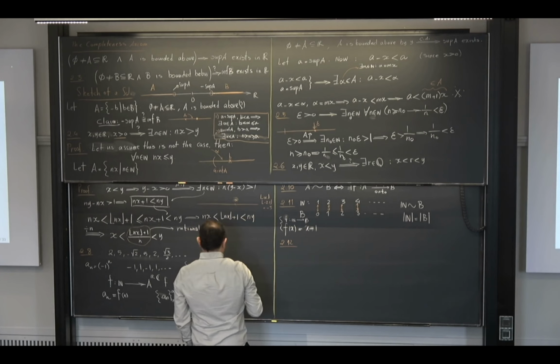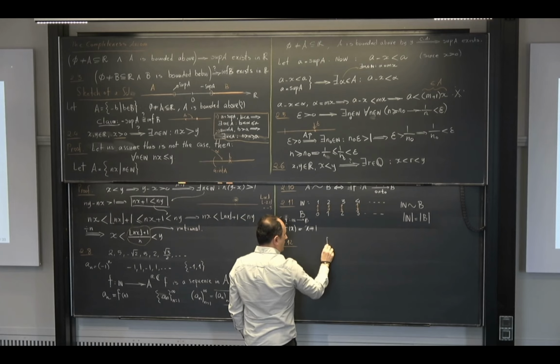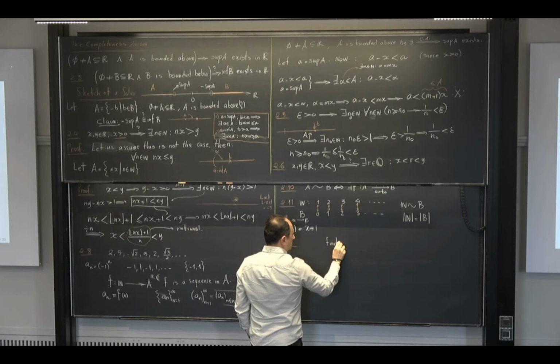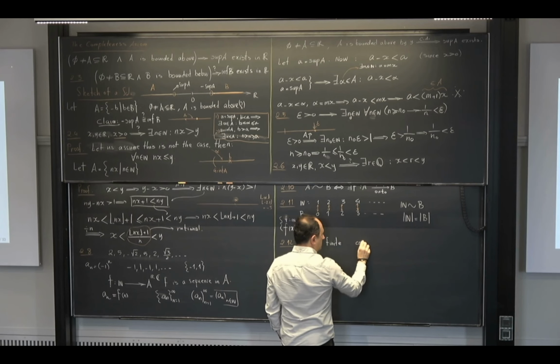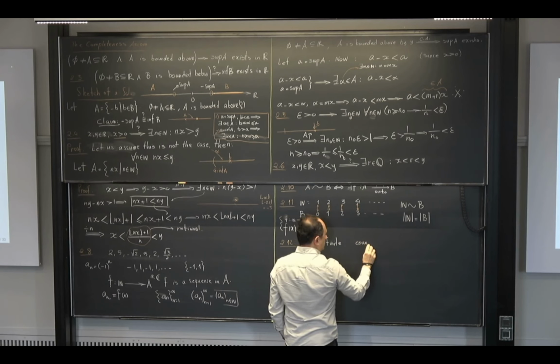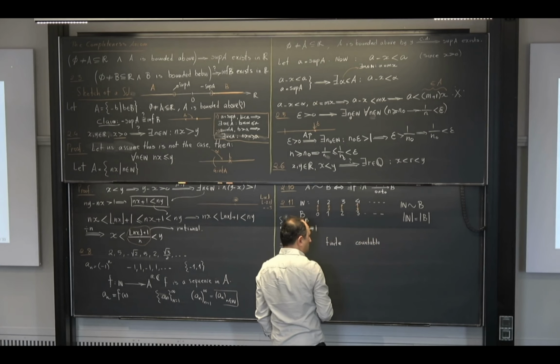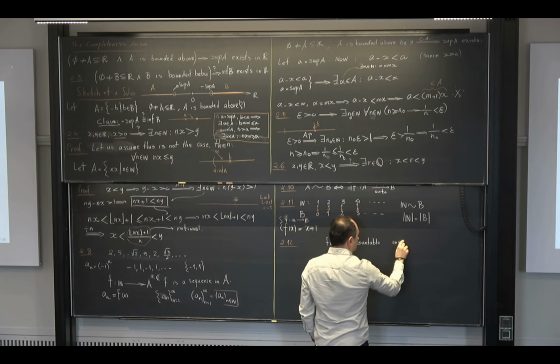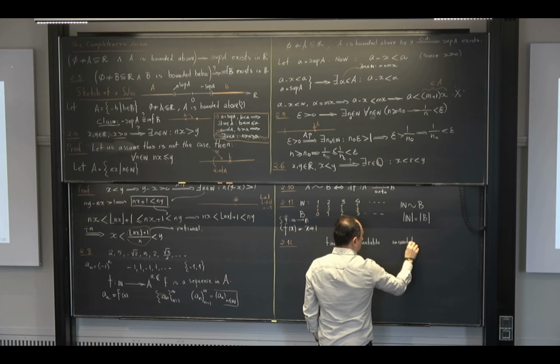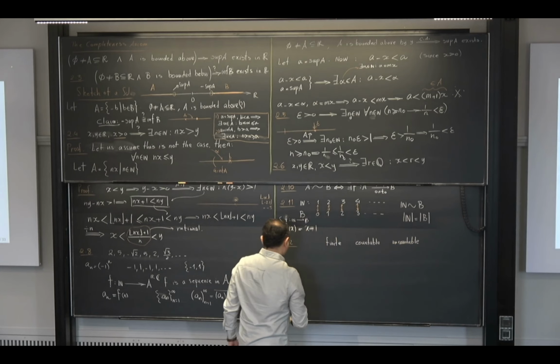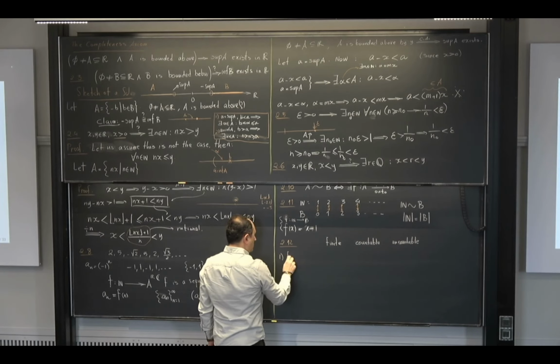Okay, so we have these terms: finite, countable, and uncountable. Okay, so number one, finite.